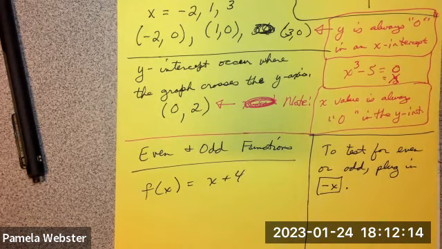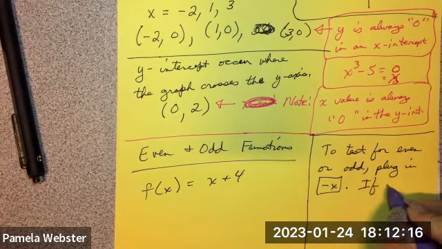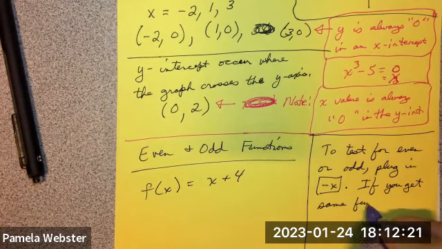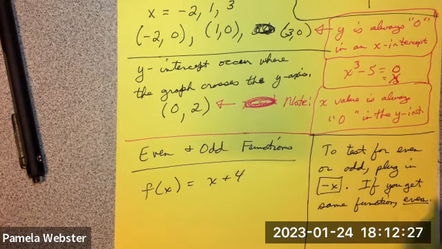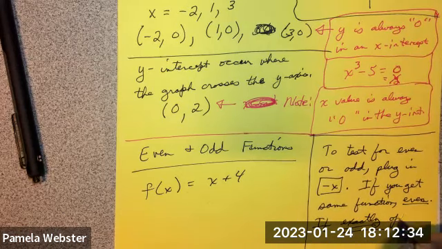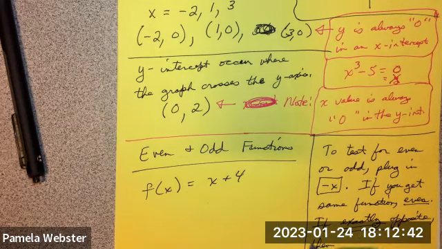If you get the same function, then we consider that even. If we get exactly the opposite, and that's the part we have to watch out for, the exactly part, because sometimes some of our values will change and some won't. But if we get exactly the opposite, then we have an odd function.